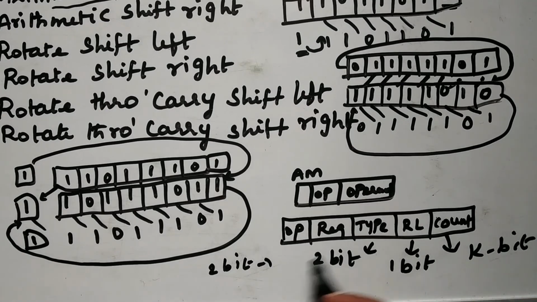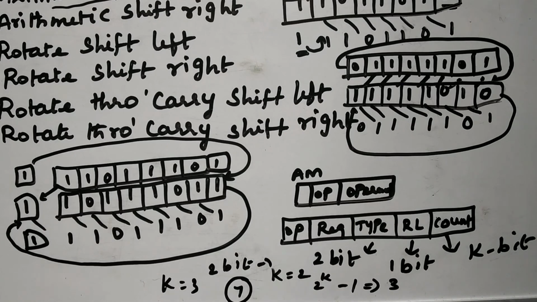For the count, if the k value is 2, then we can perform the shift operation 2 power k minus 1 times, that is, at the maximum 3 times. If the k value is 3, then at the maximum we can perform 7 shift operations. This is how the shift instruction can be executed in the computer, and the corresponding instruction format was also discussed here.